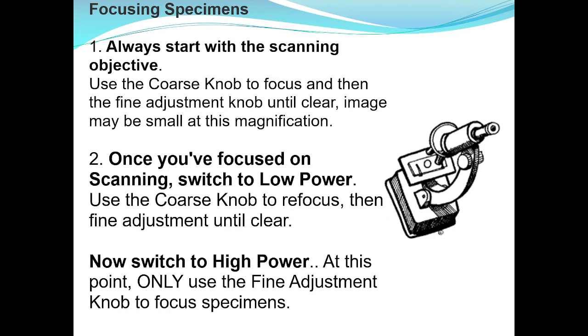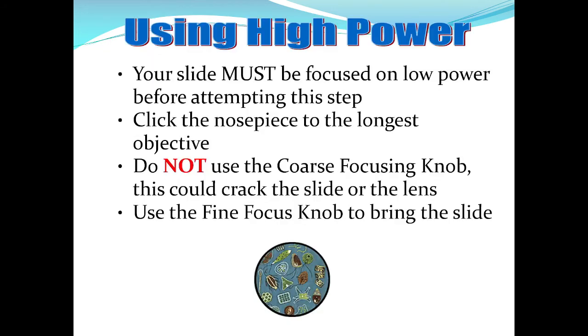When focusing specimens, always start with the scanning objective. Use the coarse knob to focus and then the fine adjustment knob until clear. The image may be small at this magnification though. Once you have focused on scanning, switch to low power. Use the coarse knob to refocus, then fine adjustment until clear. So if you could notice, we start with coarse and then go to fine. Now switch to high power. At this point, only use the fine adjustment knob to focus specimens.